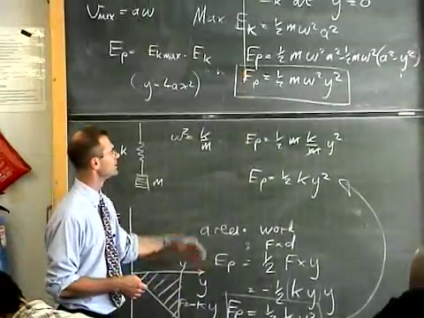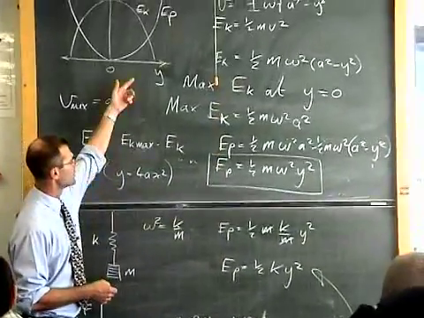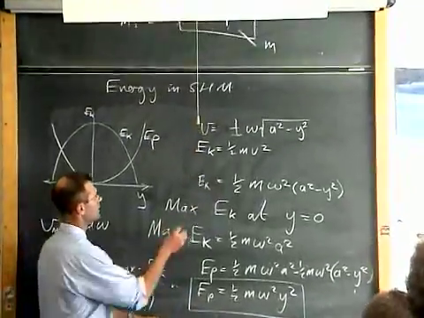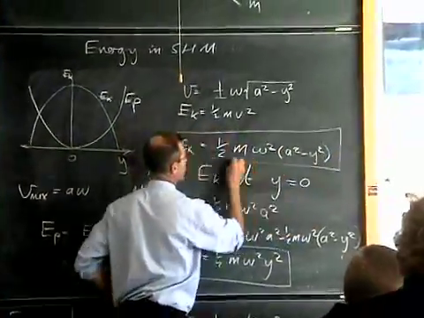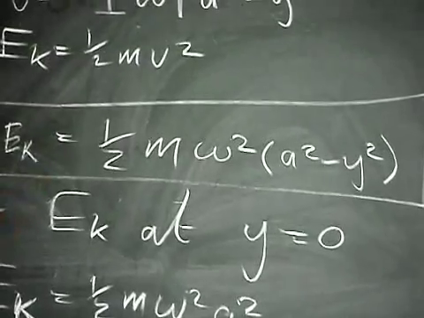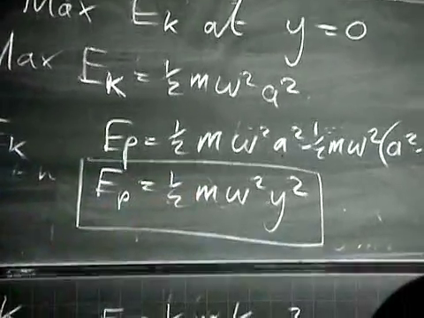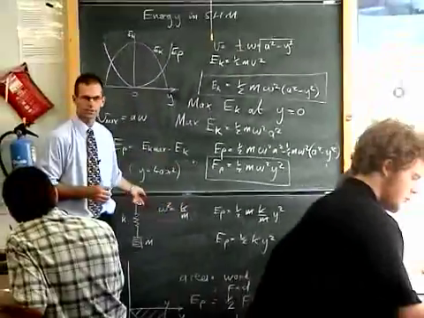But what you would need to be able to do is this bit here, to be able to get the kinetic energy equal to half m omega squared (a squared minus y squared), and the potential energy is half m omega squared y squared. Those two equations you do need.